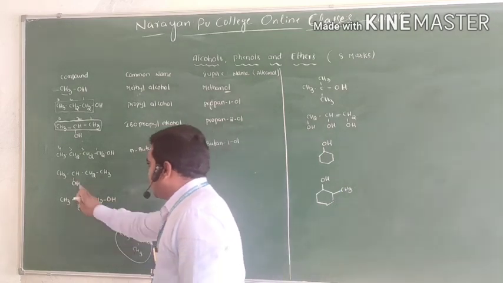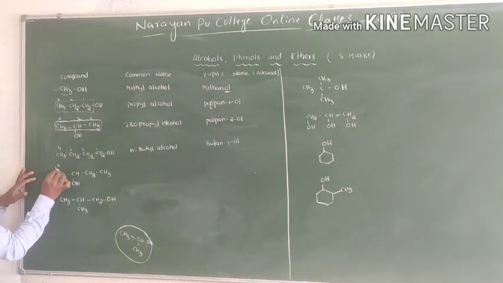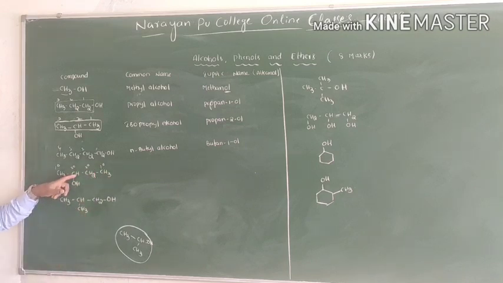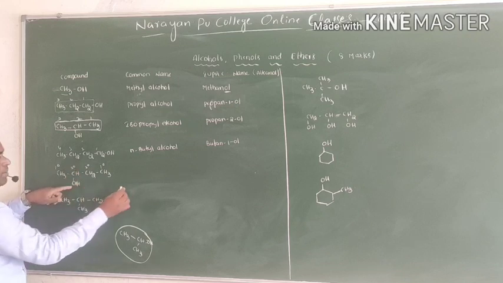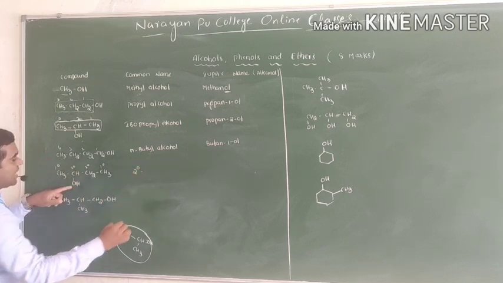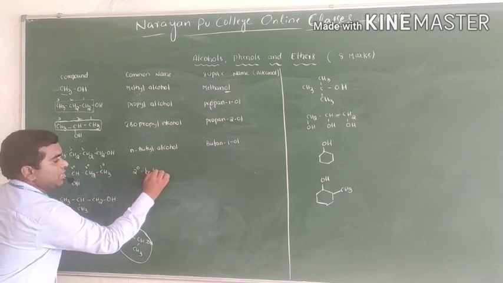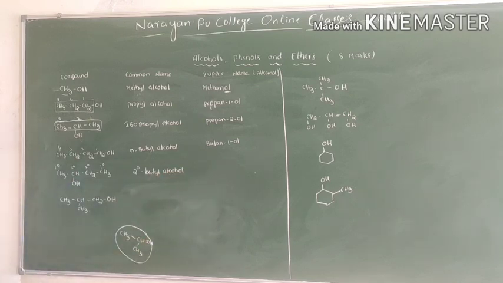And the second one: here this is a primary carbon, this is a primary carbon, this is secondary, and this is secondary. Clear? So OH is attached to which carbon? Primary carbon. So OH is attached to which carbon here? Secondary carbon. So that's why this is secondary. How many carbons are there here? 1, 2, 3, 4. So that's why secondary butyl alcohol.